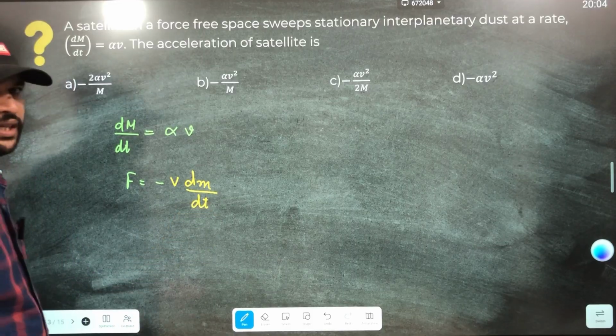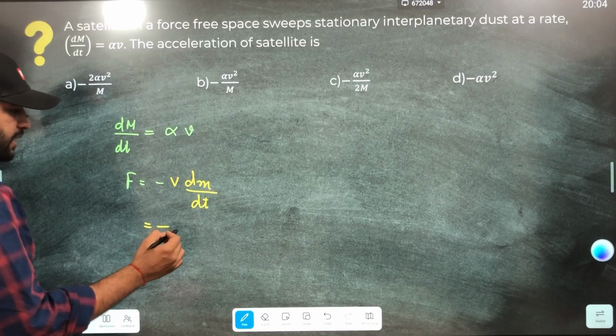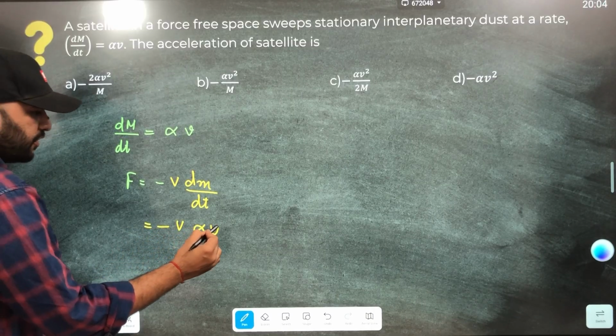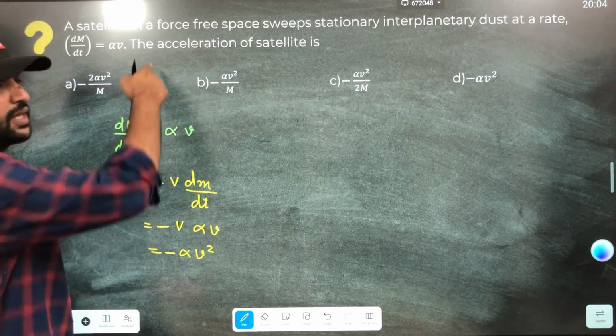Okay, minus v dm by dt. And what is our dm by dt? It's alpha v. So straight away, minus v alpha v. So that will be how much? Minus alpha v square. But they are not asking the force, they are asking the acceleration.